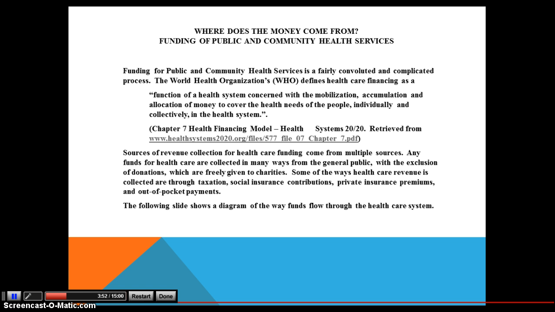Sources of revenue collection for healthcare funding come from multiple sources. Any funds for healthcare are collected in many ways from the general public, with the exclusion of donations, which are freely given to charities. Some of the ways healthcare revenue is collected are through taxation, social insurance contributions, private insurance premiums, and out-of-pocket payments. The following slide shows a diagram of the way funds flow through the healthcare system.